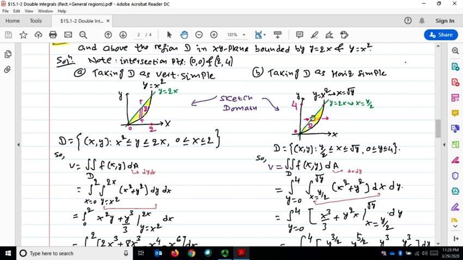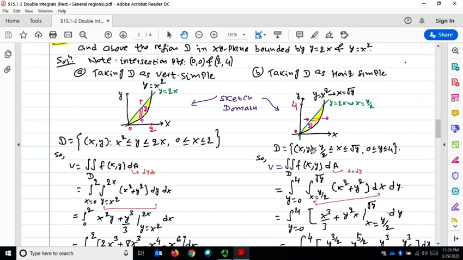So here y equals x squared, this parabola, and y equals 2x is this diagonal line. This time we describe the domain of integration as horizontally simple. So take a horizontal slice, and we enter the region at the left curve, so find the x value there, and exit on the right curve, find the x value there.